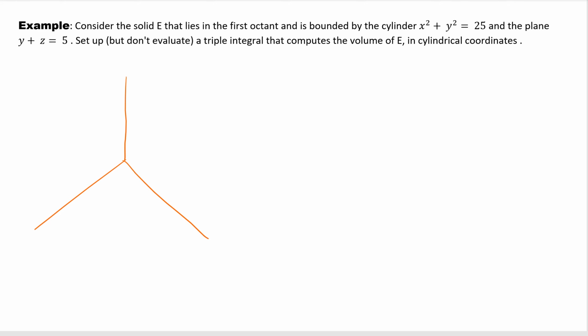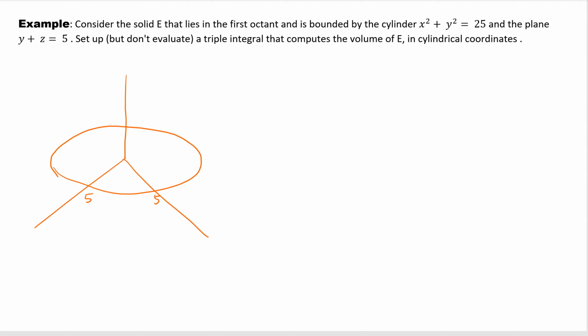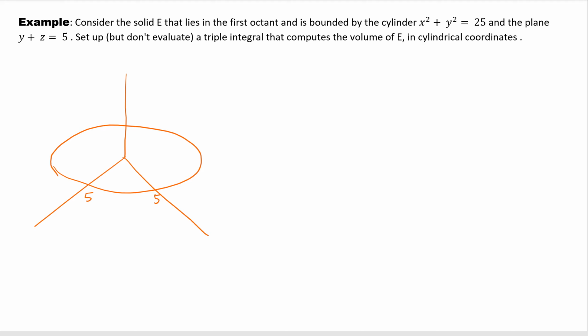Okay, so here we have a cylinder, okay, with radius 5. And how about y plus z equals 5? Well, this is a plane, but it has no x in it, right? So we know it's going to be parallel to the x-axis. So it crosses the y-axis and z-axis. When does it cross the y-axis? Well, that is when x and z are 0. Then we have y equals 5.